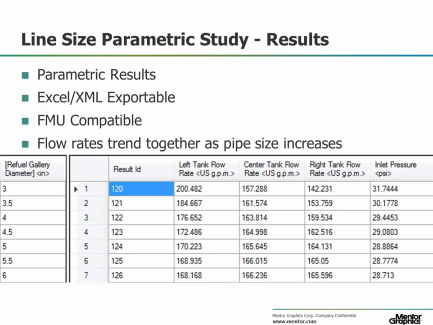As is clear from the results, as pipe size increases, the flow rates trend toward each other as the pressure drop across each pipe is reduced. Here we can identify a point of diminishing returns at a 4.5-inch pipe size. Based on our packaging requirements, this size may not work, but it seems to deliver decent performance for our needs.